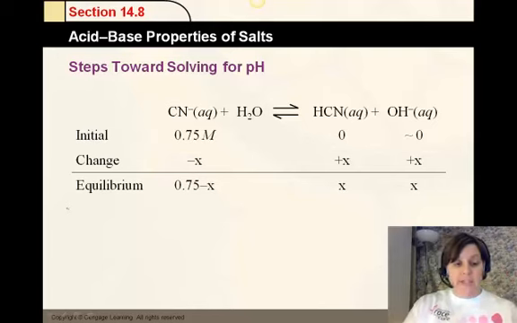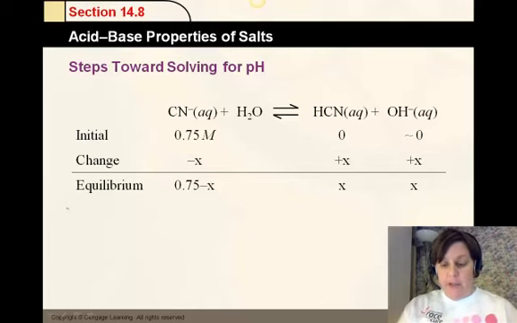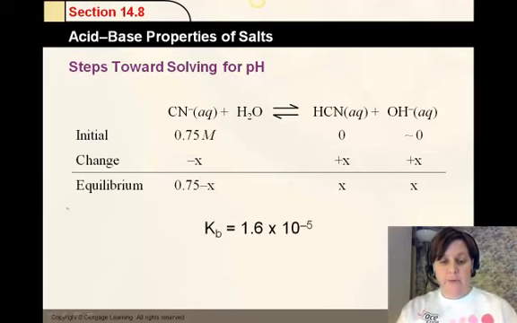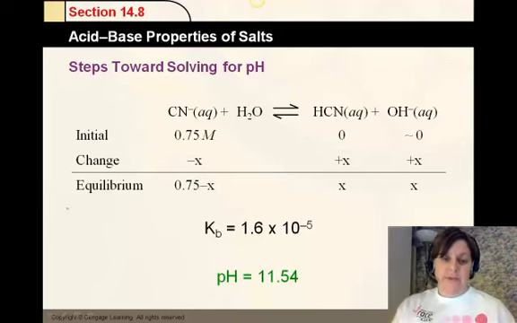So we're going to set up an ICE chart. There the numbers are like we had before. And we have to get the Kb value, remember, because we have OH negative. So I got 1.6 times 10 to the negative 5. I might have used a few more sig figs, but that's the idea. And in the end, I got about the same thing, 11.54. So that's how you solve using information about salts.